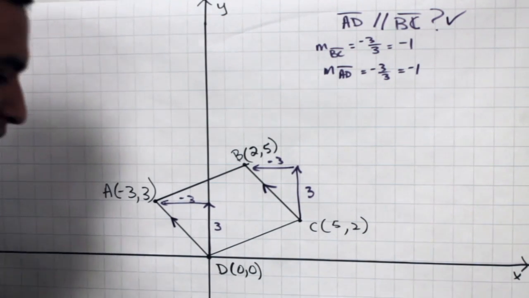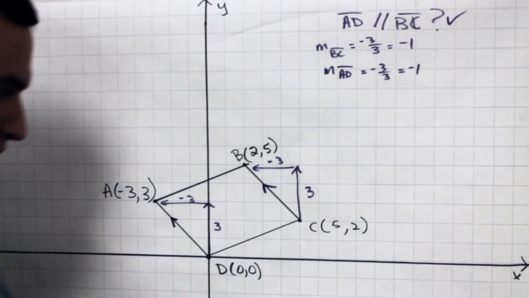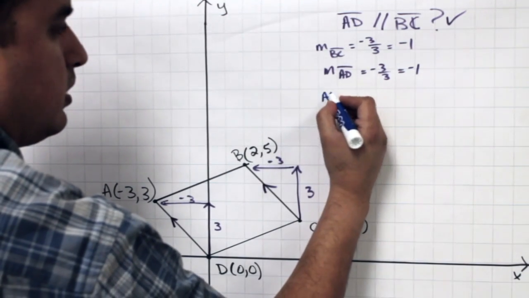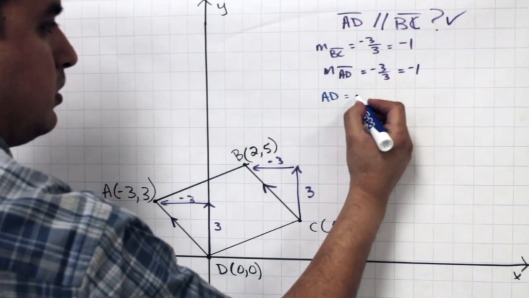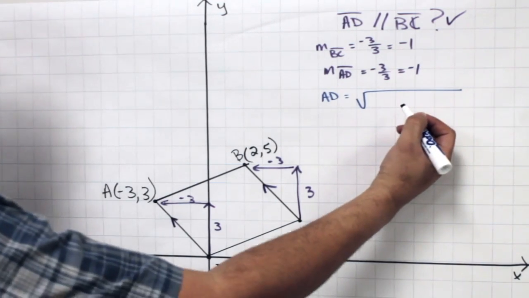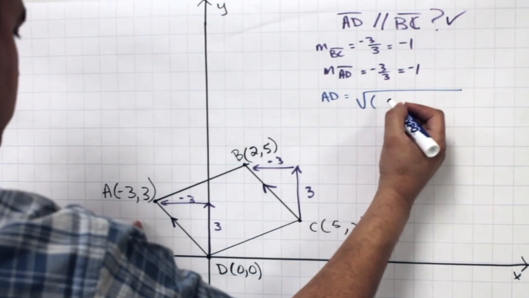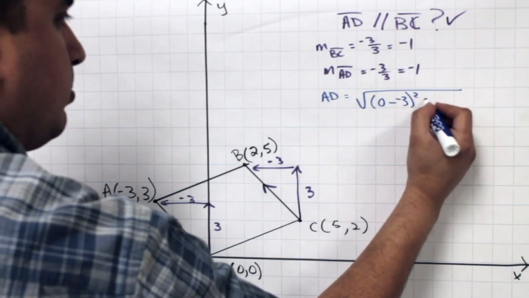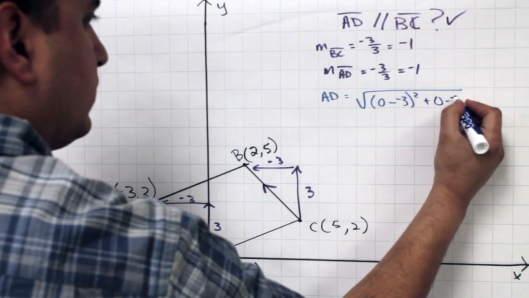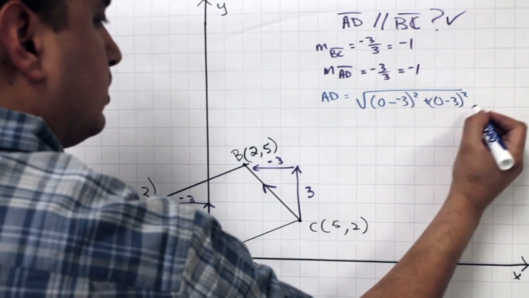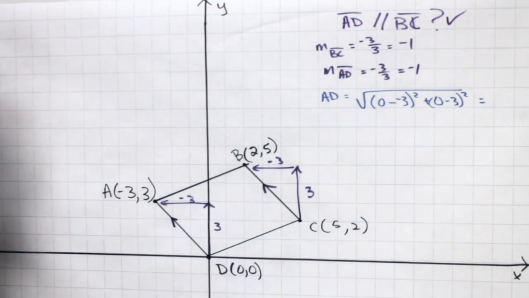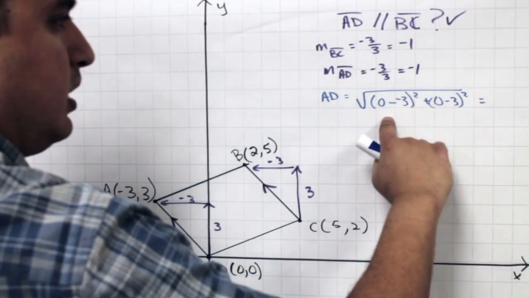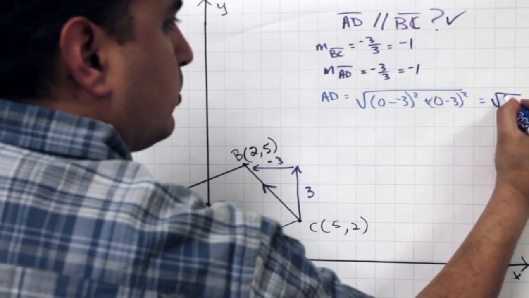To do that, we're going to have to look at the distance formula. So I need to find the length of AD. We're going to do x2 minus x1, so it's going to be 0 minus negative 3 squared plus 0 minus 3 squared. What that comes out to be is 3 squared and negative 3 squared, so that's 9 plus 9. So this comes out to the square root of 18.